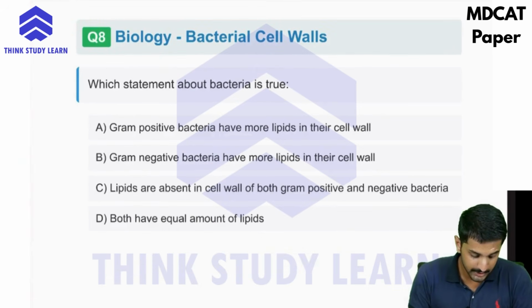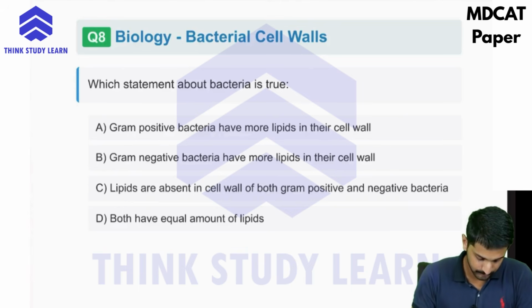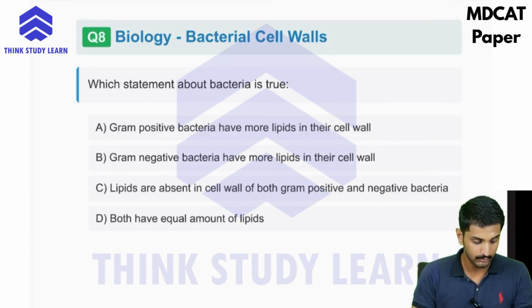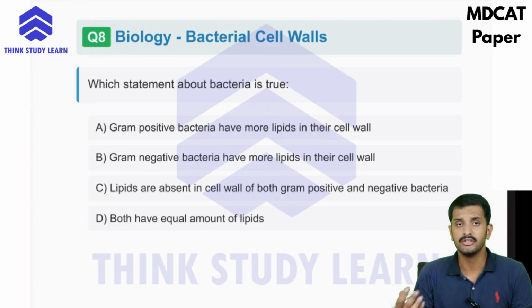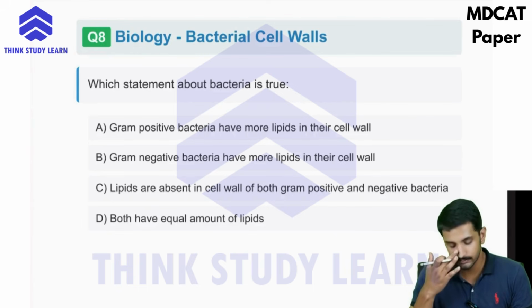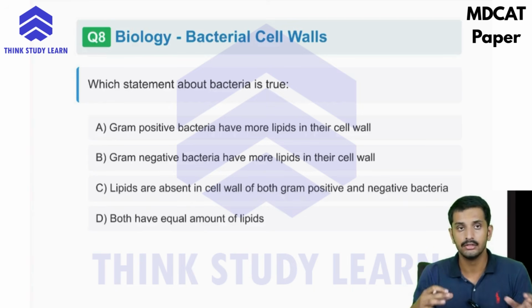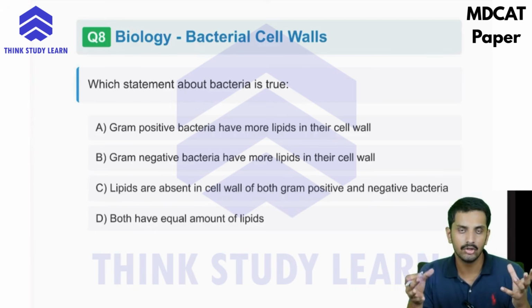So, which statement about bacteria is true? Gram-positive bacteria have more lipids in their cell wall. Gram-negative bacteria have more lipids in their cell wall. So basically, I think the answer is pretty clear from the first two options. Gram-positive and gram-negative basically tell us about the composition of the cell wall of the bacteria.